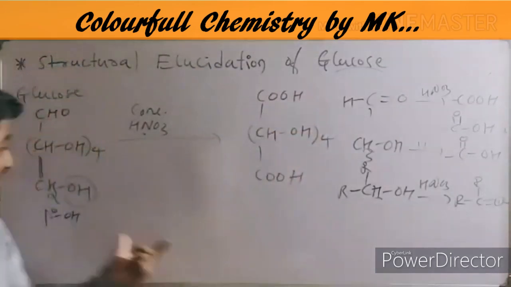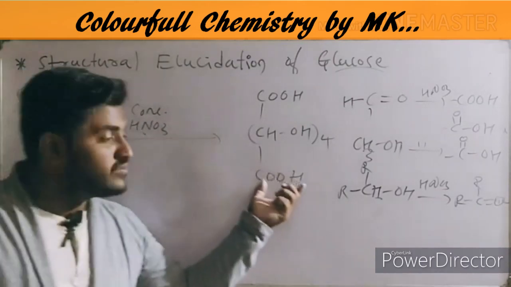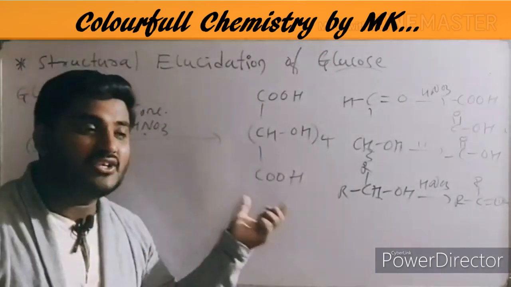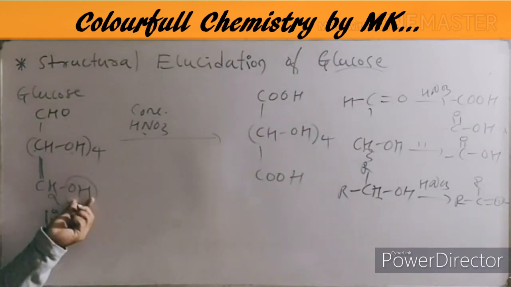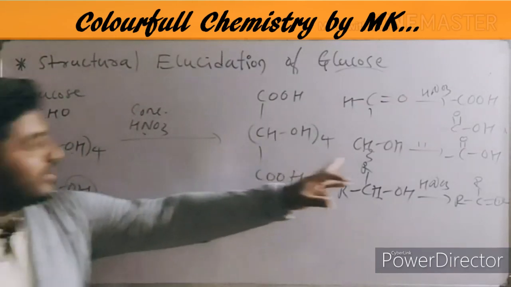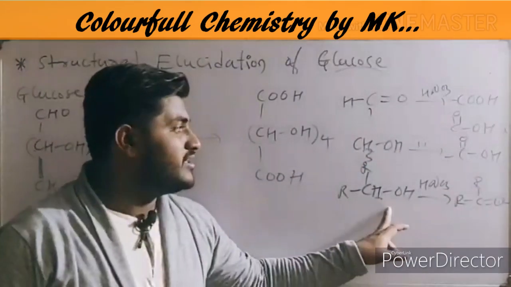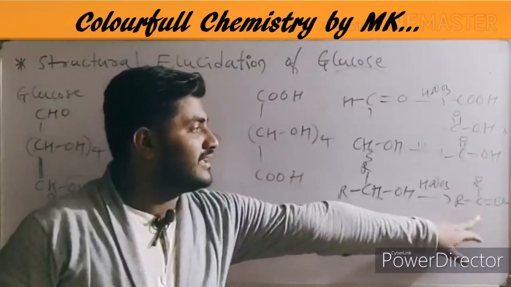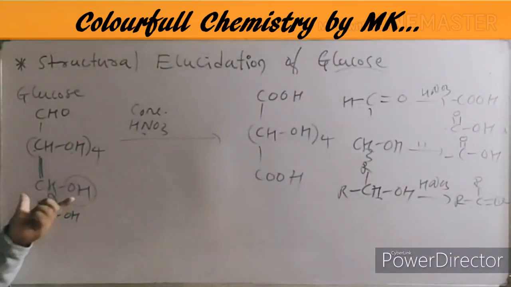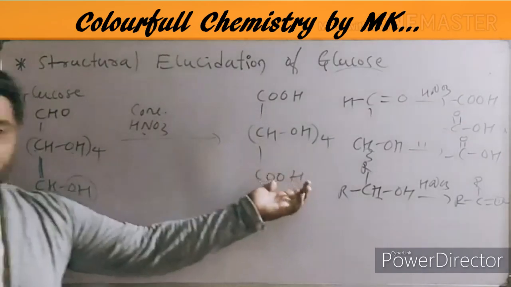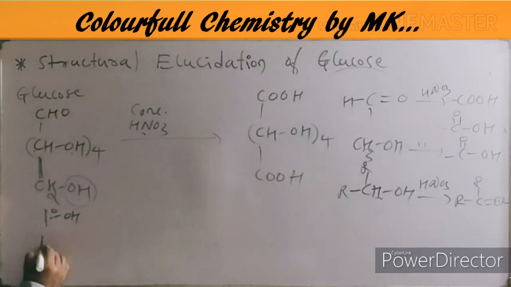No doubt about that. But look here, is there an OH group on the last carbon atom? Yes, and that is also converting into COOH. This reaction clearly indicates that the OH group attached to the last carbon atom is a primary OH group. Only a primary OH group is converted into carboxylic acid, but a secondary OH group does not produce carboxylic acid, it will produce a ketone. So therefore, this alcoholic group must be a primary OH group.